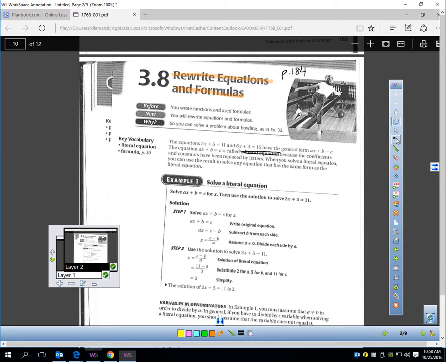Literal equation isn't something on a Common Core standard level we need to know, so we're not going to cover that. We'll just move forward from that. It's not going to hurt anything. You're not missing out on anything. So any of the literal equation questions in the book work I've also exempted from you doing, all right? However, we are going to rewrite equations and formulas.